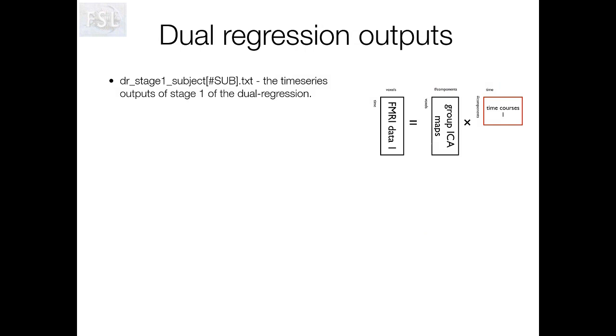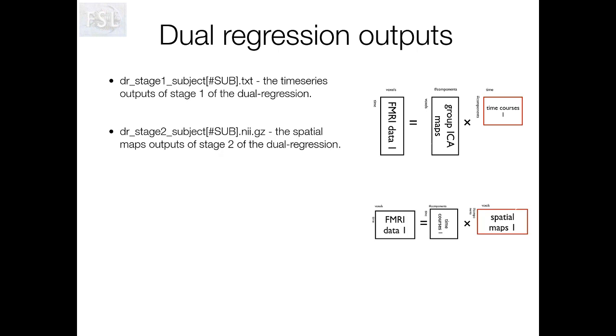So first of all, you will get a text file for every subject, which contains the subject-specific time courses for each group ICA component. This is the output of the first stage of dual regression. Next, for each subject, you will get a 4-dimensional image which contains the subject-specific spatial maps for every group ICA component. And this is the output of the second stage of dual regression.